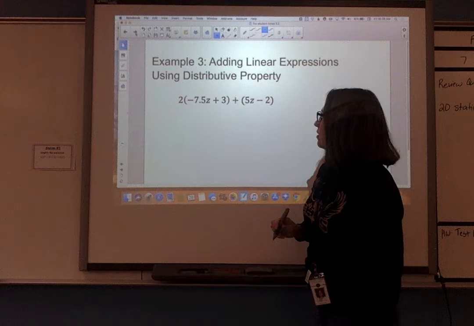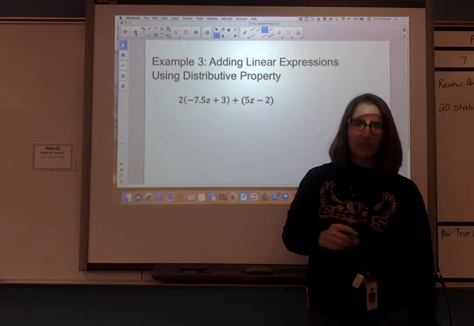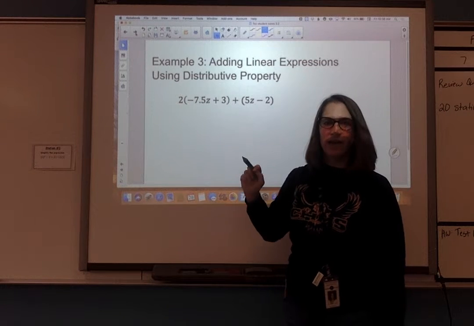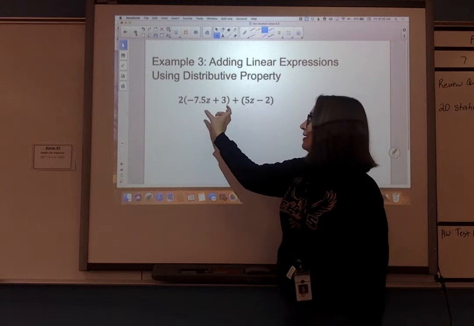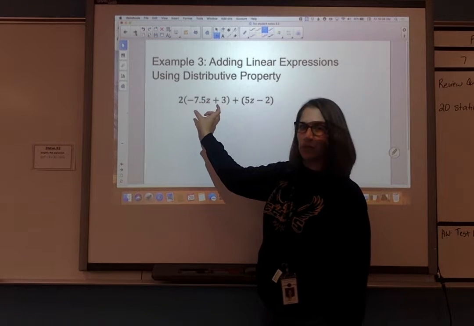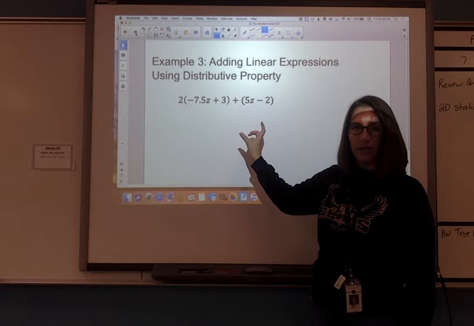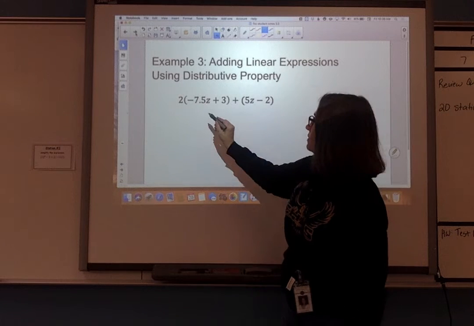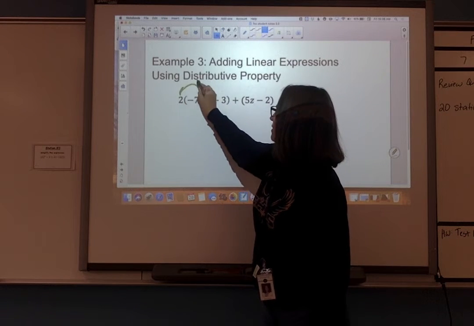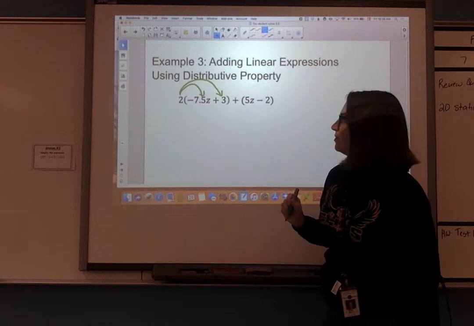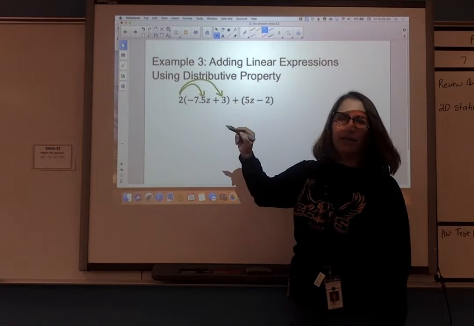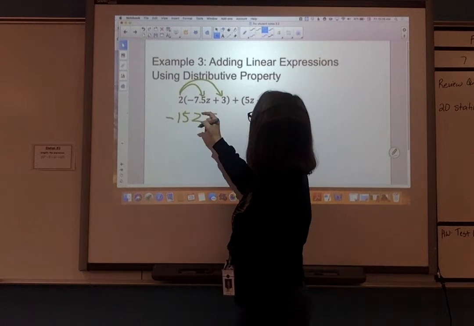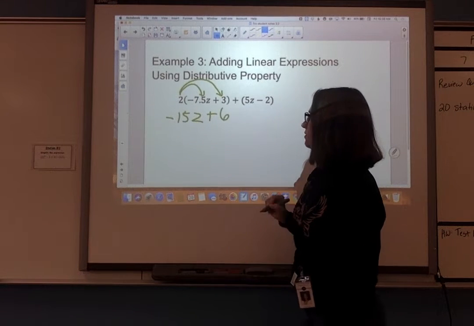The next example is a little bit more complicated because I have to use the distributive property. You can see that there's a 2 outside of this first expression. That means there's 2 of them. We could add negative 7.5z plus 3 plus negative 7.5z plus 3 plus 5z minus 2. But I could also use the distributive property to make that in a little bit simpler form instead of just adding them. So here I have 2 times negative 7.5z, that's negative 15z, plus 2 times 3 is 6.